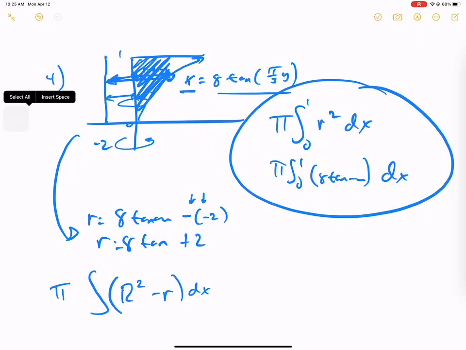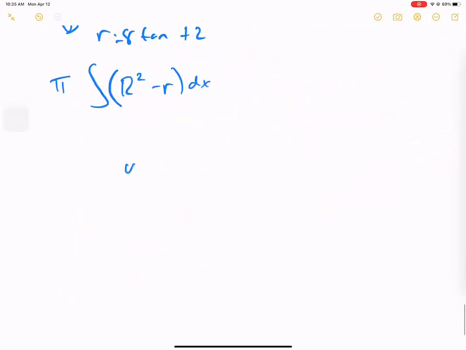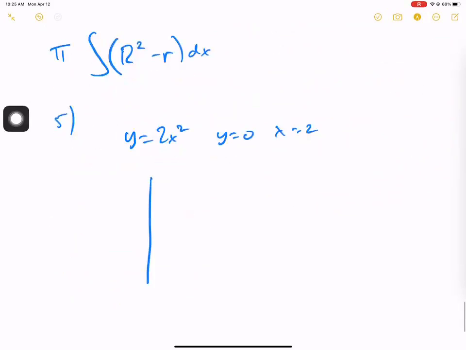Find the volume of a solid generated by revolving the region. Okay, so this one is just a regular volume problem. They gave us number 5, y is equal to 2x squared, and y is equal to 0, x equals 2. So graphing this out is just a simple parabola, where we're stopped at y is equal to 0, and x is equal to 2. So this is our shape. We're revolving this way, along the x-axis.